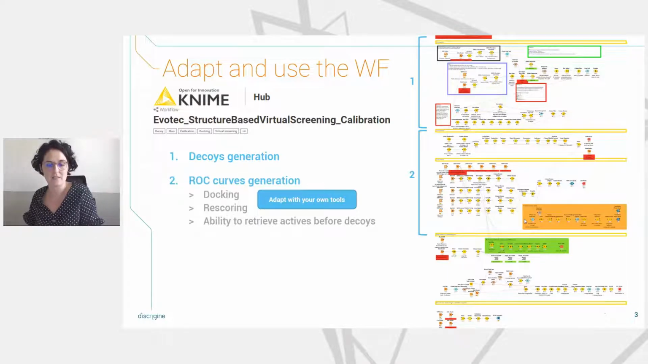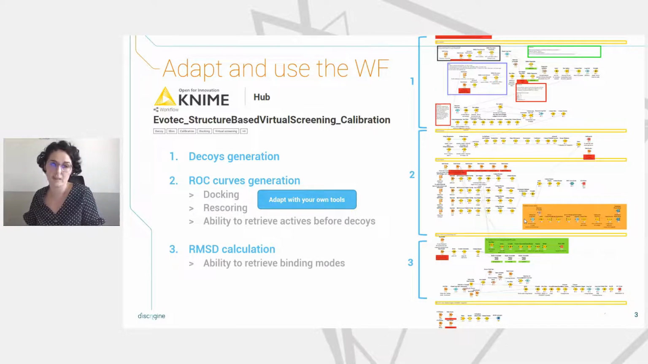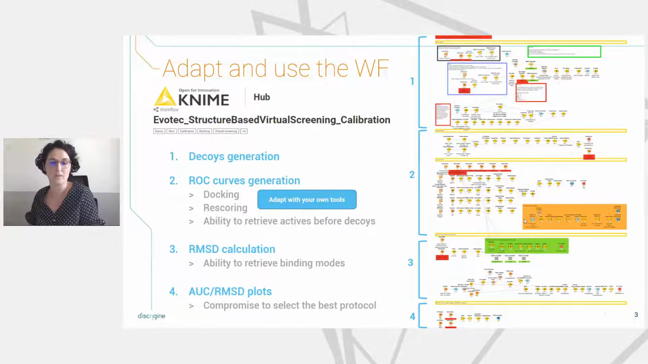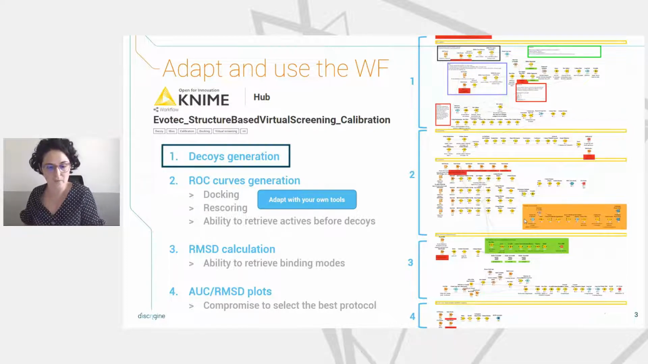In the second section, by using docking and rescoring outputs, you will generate some ROC curves. In the third section, you will calculate some RMSD between the docking poses and the reference co-crystallized binding mode to have an idea of the ability to retrieve a binding mode. And in the last section, you will plot the AUC against RMSD to easily select the best compromise protocol. In this presentation, I will focus on the first section of this KNIME workflow.